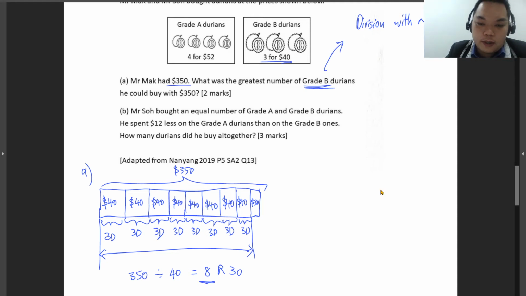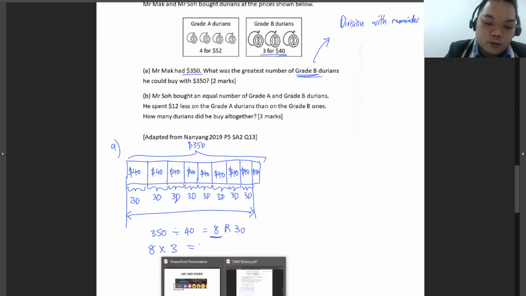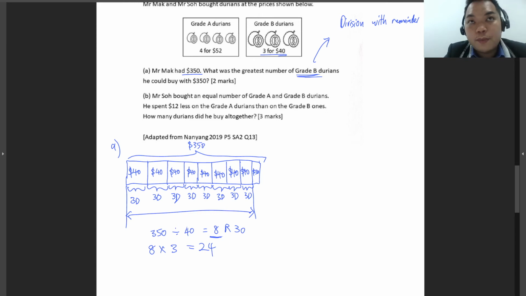Okay, let me elaborate a bit about this as well. What is the quotient and the remainder? The quotient here represents the number of complete sets that you have. It will be 8 times 3, because every set of 3 durians costs $40. You have 8 complete sets of 3 durians. Your total number of durians here will be 24 durians.